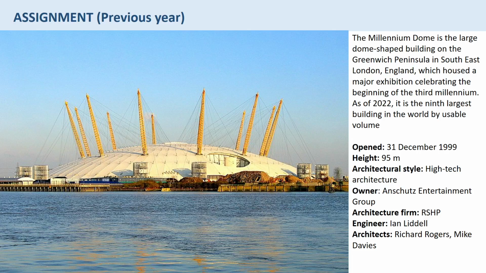So the answer is: the Millennium Dome in London is an example of membrane structure. If we go back to the image, we see masts and wires and cables holding up the fabric, or the membrane. So this is an example of a membrane structure.